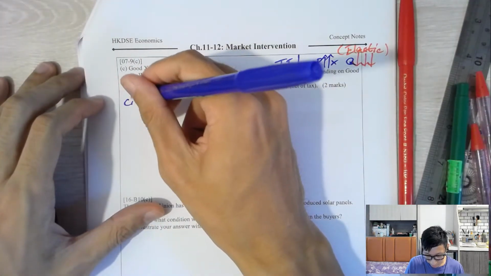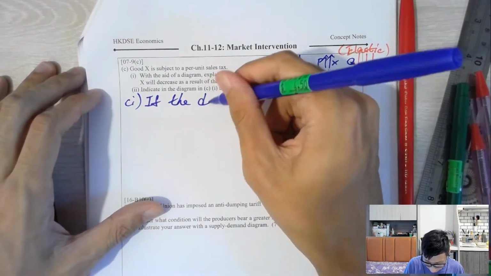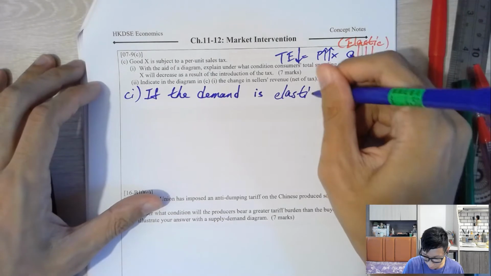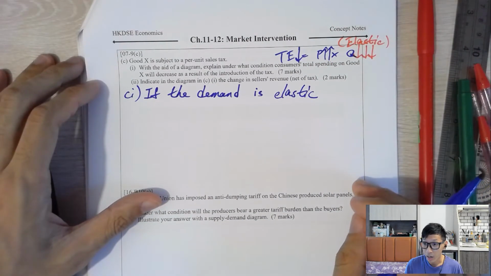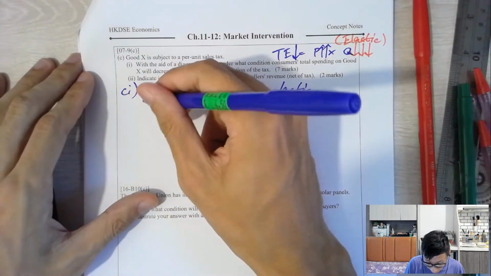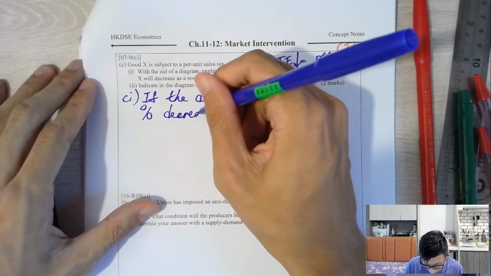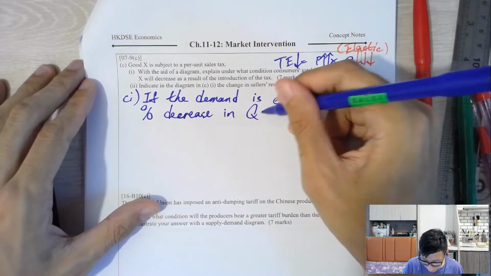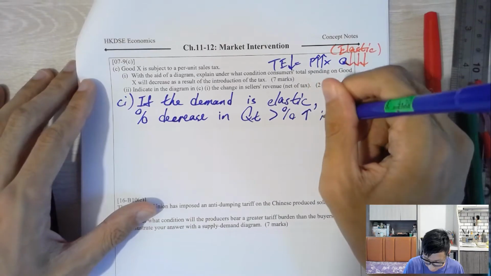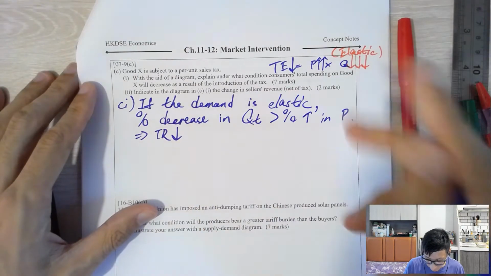Okay, C1, we explain that if the demand is elastic, 好啦, 你不要這麼寫 elastic 啊, 行不行? 考試是需要這件事啊, don't just write elastic, right? Then the percentage decrease in quantity transacted would be larger than the percentage increase in price, resulting in total revenue decreasing.